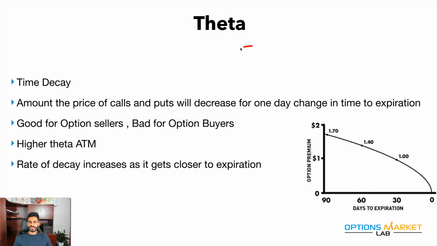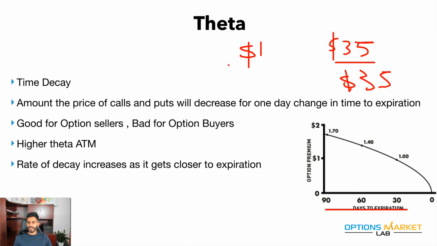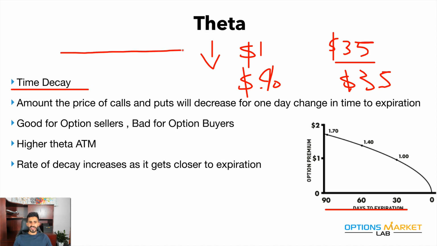So basically, let's say your premium is $1 today. The stock is at $35. Let's say tomorrow the stock stays at 35 and nothing changes, but since the days to expiration is decreasing, your premium will decrease to maybe 90 cents. That's theta. Theta is time decay. So if the stock stays flat and isn't moving in your direction, theta will slowly eat your premium away.